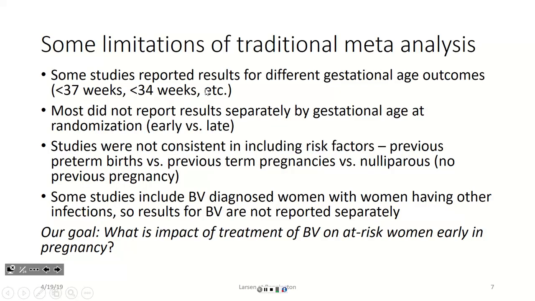But there are limitations to these things. Different studies reported different gestational age cutoffs. Some were preterm, some were early preterm, like less than 34 weeks. There's one that was 35.